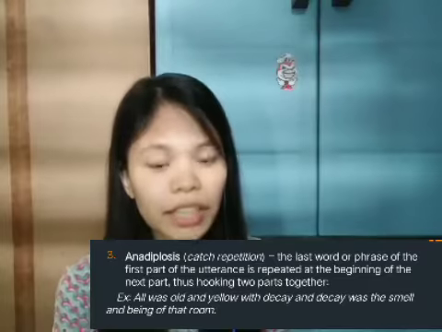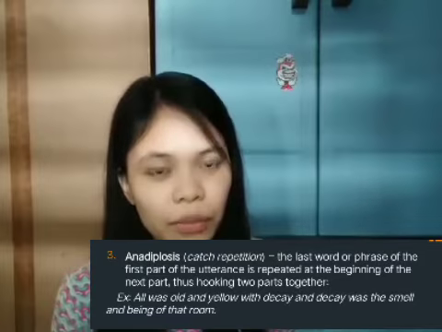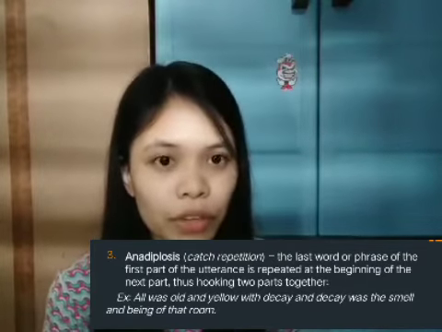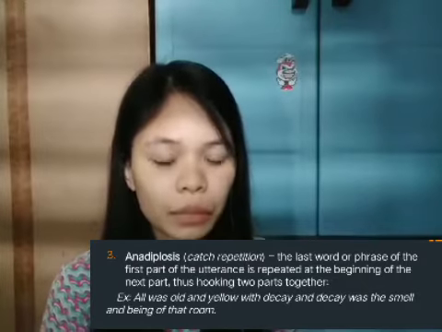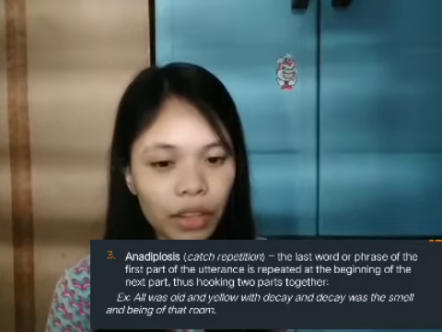The third type of repetition is anadiplosis, or the catch repetition. The last word or phrase of the first part of the utterance is repeated at the beginning of the next part, thus hooking two parts together. So an example of anadiplosis is a sentence, all was old and yellow with decay, and decay was the smell and being of that room. Another example is, to the end of time, time is all we have.